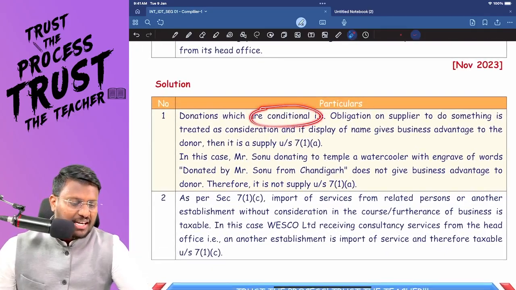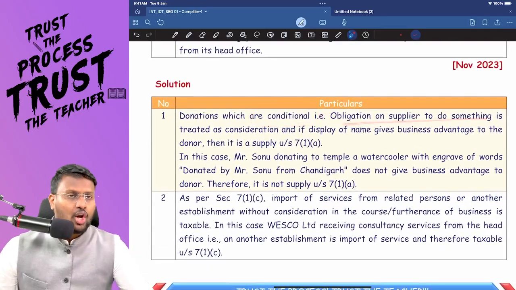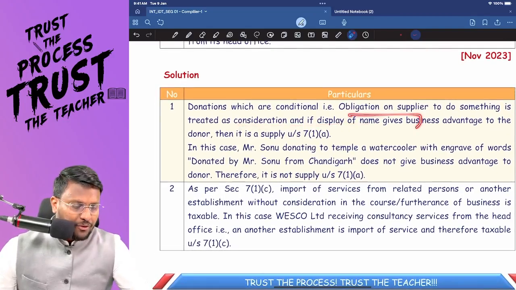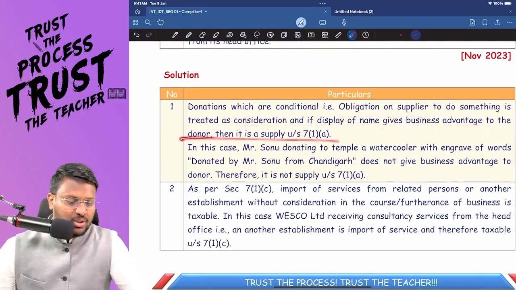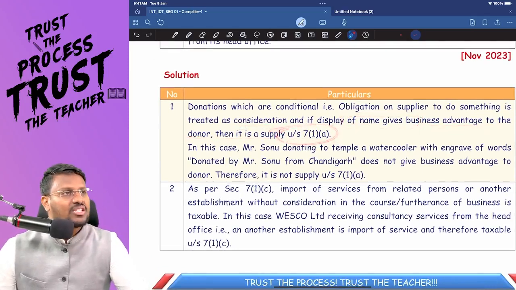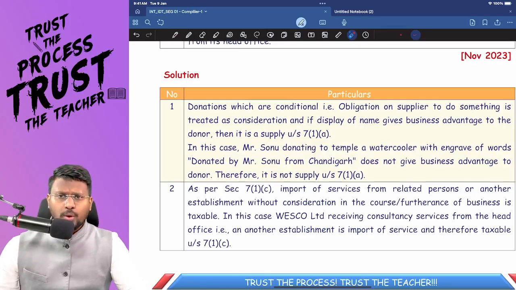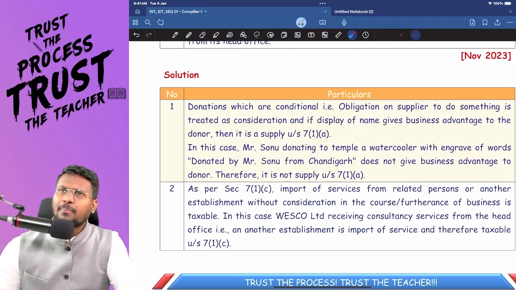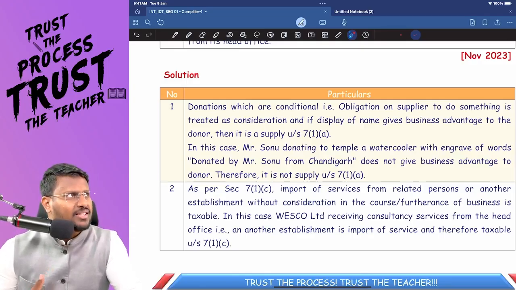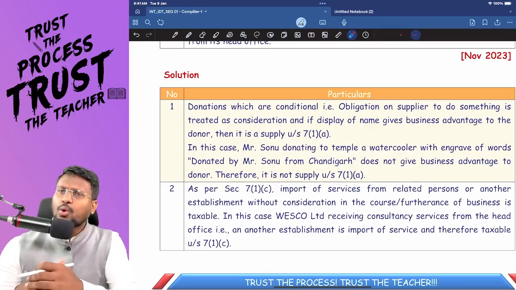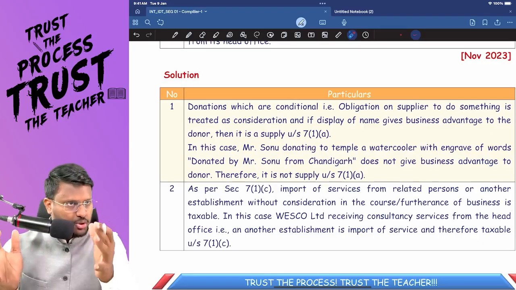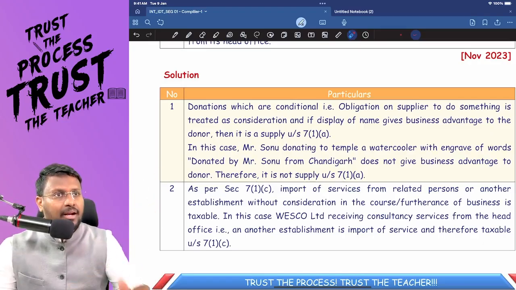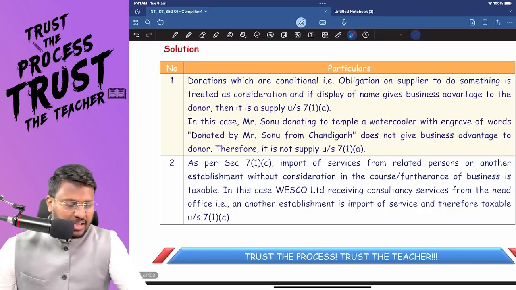Donations which are conditional, that is, where there is an obligation on the supplier to do something, are treated as supply. And if display of the name gives a business advantage to the donor, then it is a supply under section 7, subsection 1. If I am contributing something to A&M classes, that is a business advantage to A&M classes, right? In the same way, if Sonu also has a business, my dear lovable students, and by putting his name he gets some advantage, then it will tantamount to supply.